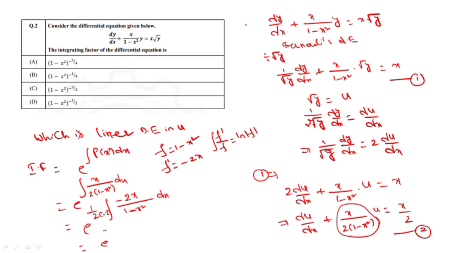Okay. This will be e power minus 1 by 4 ln of 1 minus x square, using this formula, and this will be e power ln of 1 minus x square whole power minus 1 by 4. E power ln a is a. This is 1 minus x square whole power minus 1 by 4. So this is the integrating factor. Okay. So nothing but option B is the right answer. So that's the way we can solve this kind of problems. Now we go for the next one.